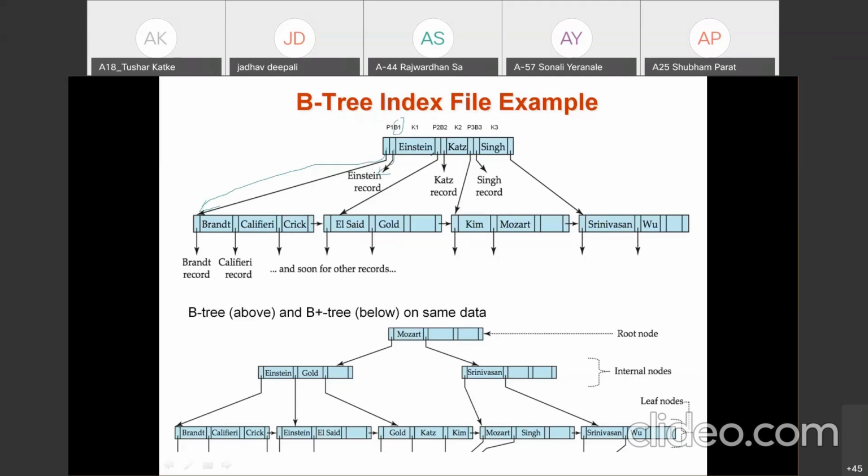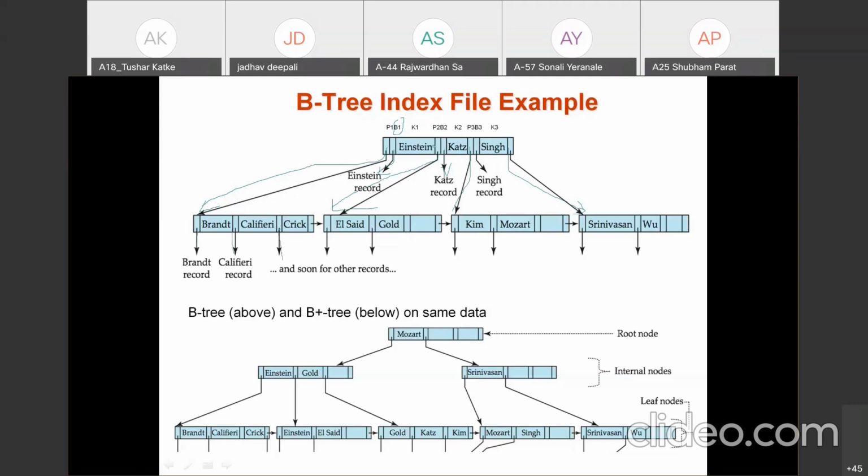Pointer P2 points to the records which are less than Katz, and B2 points to the record equal to Katz. This one points to the records which are less than Singh, and this one to those greater than Singh. So this pointer comes here: less than Einstein, Brandt, Califieri and Crick. There are 3 records which are less than Einstein. This pointer points to the record with Brandt, this pointer points to the record with Califieri, this pointer points to the record with Crick.